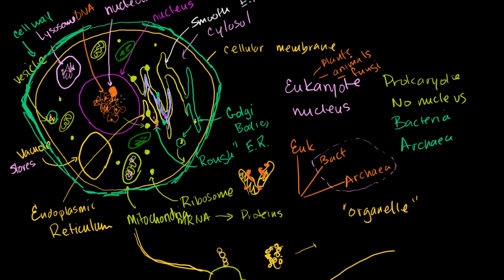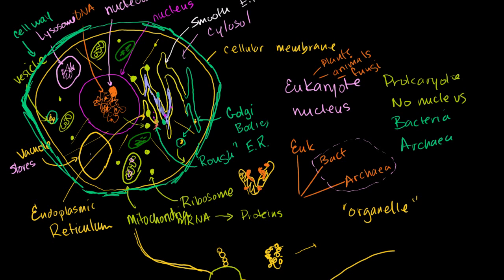And then to actually give the cell its actual structure, you have these things called microfilaments, or sometimes actin filaments. These are little pipes that go throughout the cell, and they help give the cell its structure in 3 dimensions. They can also participate in things moving around within the cell, or even the cell moving around itself.